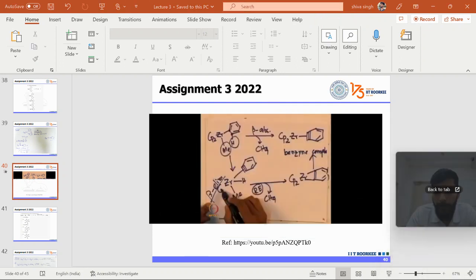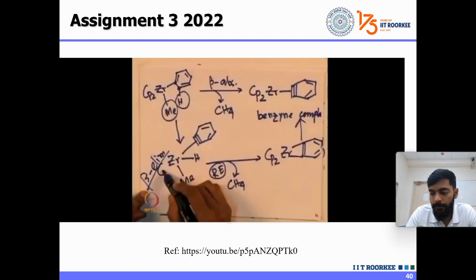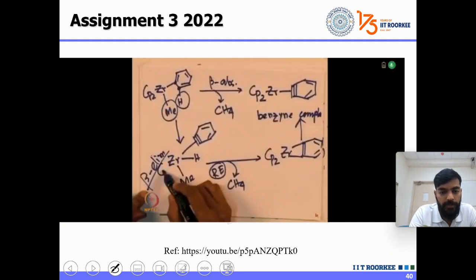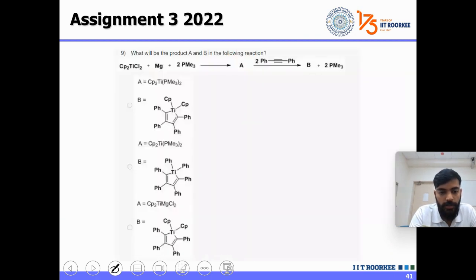Okay, understood. Understood how it is happening. Okay, let's move to the next question. What will be the product A and product B for the following reaction?